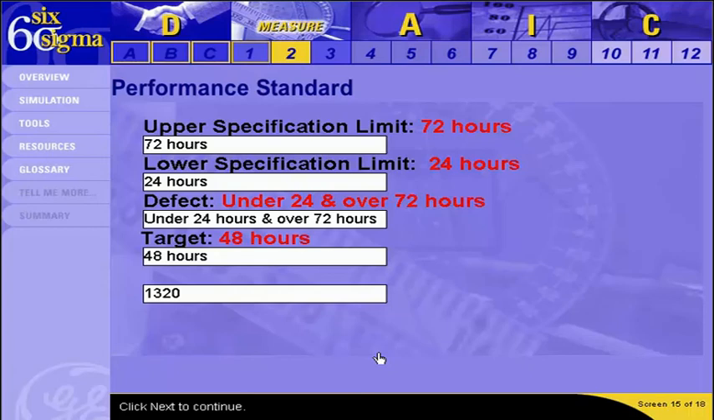You also heard that under stable conditions, with no time-consuming errors in the forms, a good processor can complete this task in 48 hours, so we'll make that our target performance. Finally, the sales manager mentioned that the office processes 110 applications a month. Each application represents one opportunity. Take that times 12 months in a year, and you get 1,320 opportunities per year. Click Next, and let's pull this all into final form.